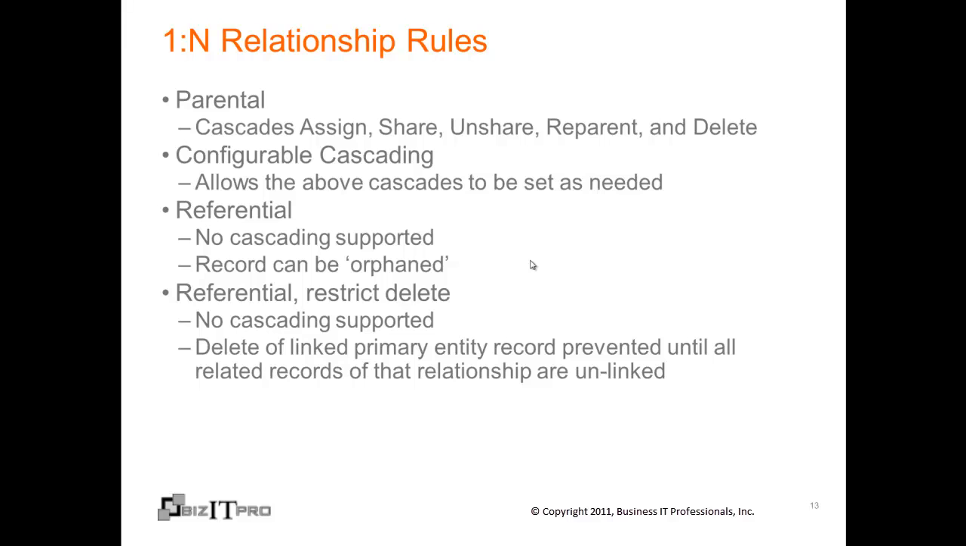And finally, there's referential restrict delete. There's no cascading supported. However, the delete of a linked primary record is prevented until all related records of that relationship are unlinked. Therefore, if I had a referential restrict delete on contact under an account, I could not delete an account until all of the contacts were either deleted or pointed at a different record.